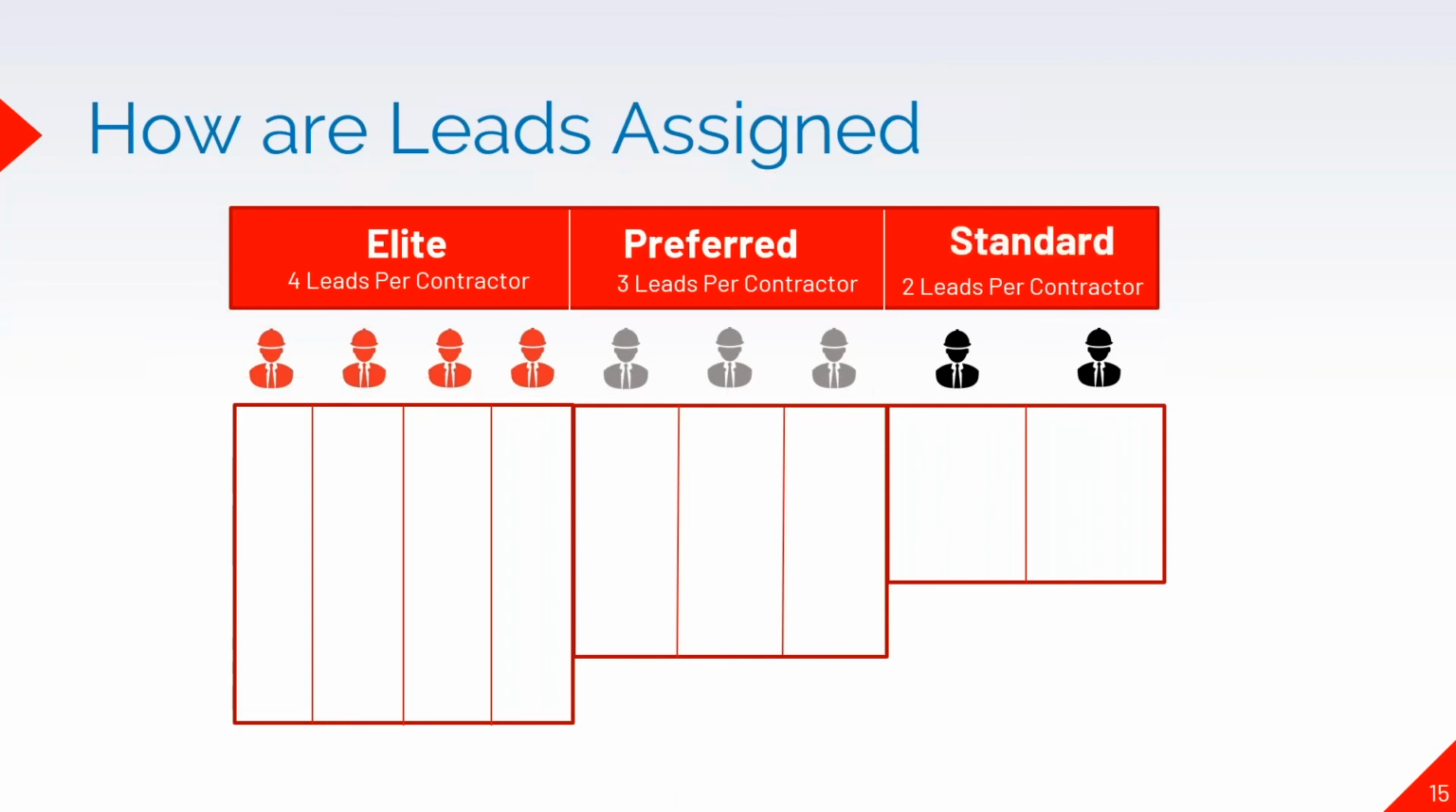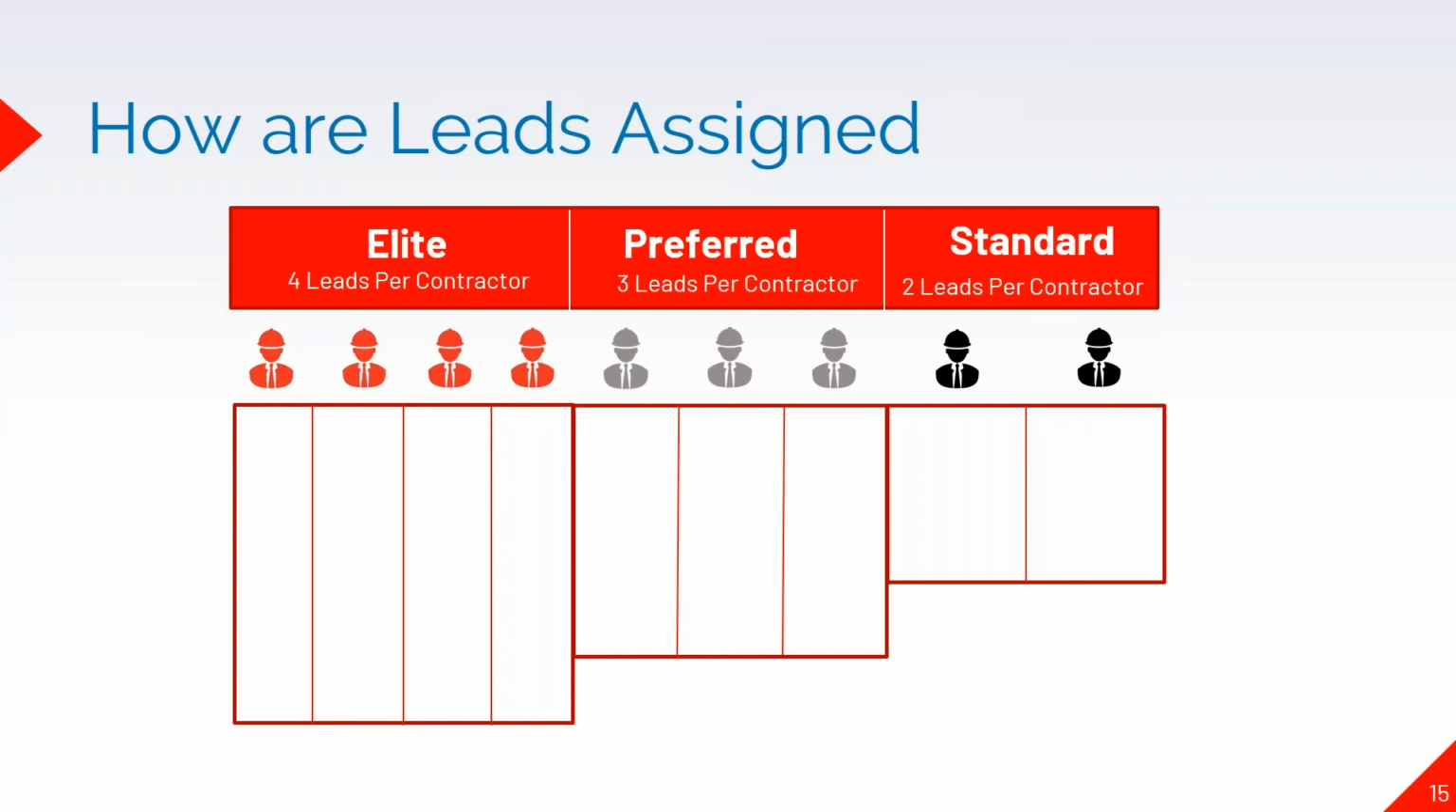And our lead engine actually tracks the amount of leads that come into each zip code. So when a consumer puts in their zip code, our lead engine actually chooses the contractors based on their tier and then records that so that it will make sure that it's sending the right amount of leads to each contractor in each tier. So each contractor tier gets a certain amount of leads. So elites would get 4 leads per contractor, preferreds would get 3, and then standards would get 2. So you can see you get more leads depending on your tier.